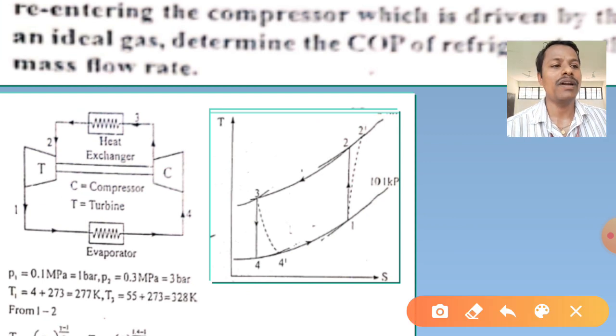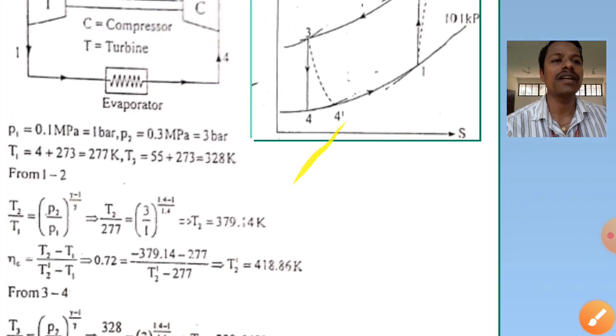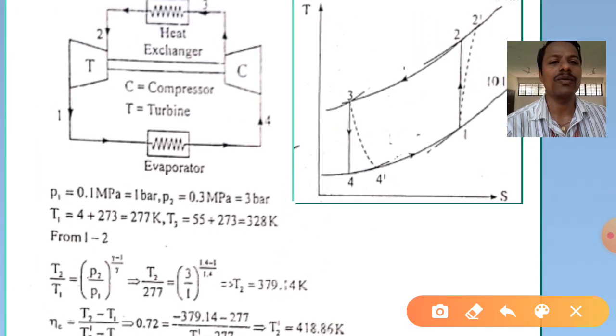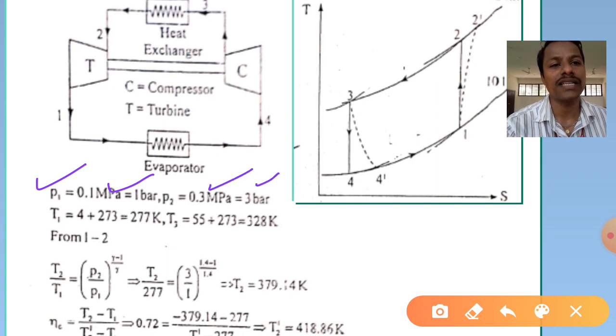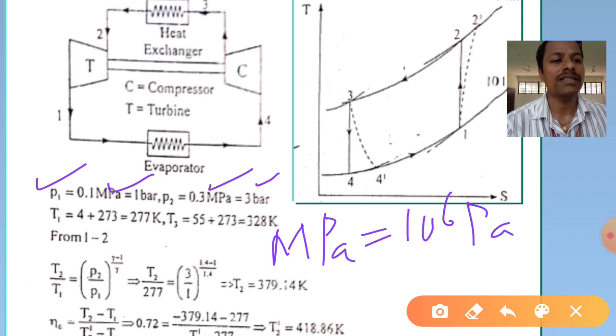That is, P1 is 0.1 megapascal, he has mentioned 0.1 megapascal for P1. If I convert that, it is 1 bar. P2 is 0.3 megapascal, again if you convert this, it is 3 bar. Megapascal means 1 megapascal is equal to 10 to the power of 6 Pascal.